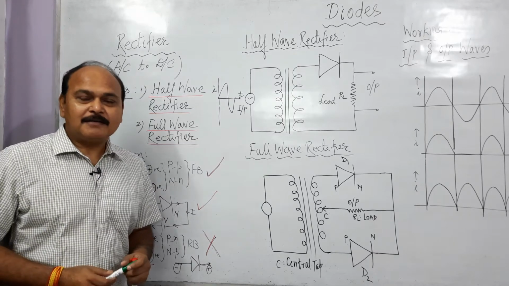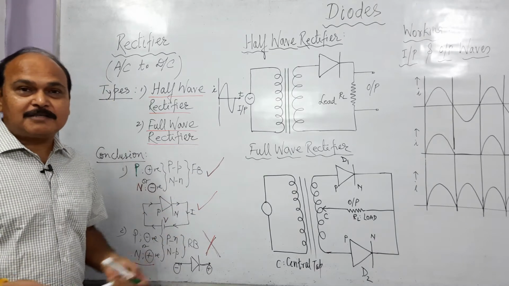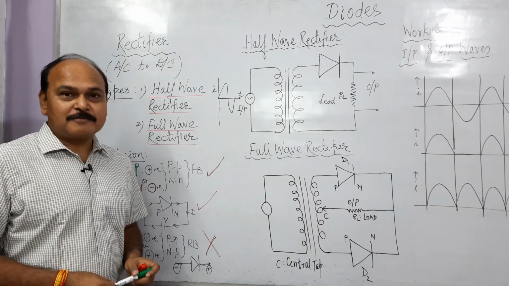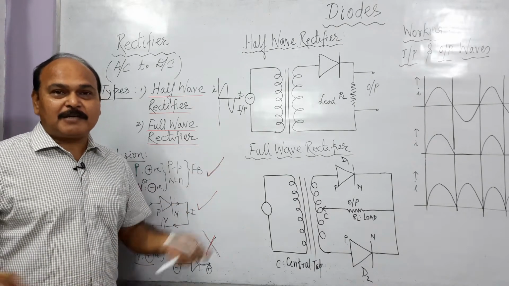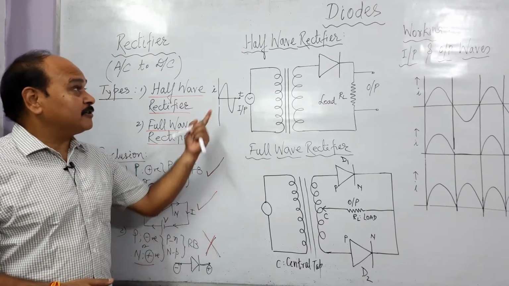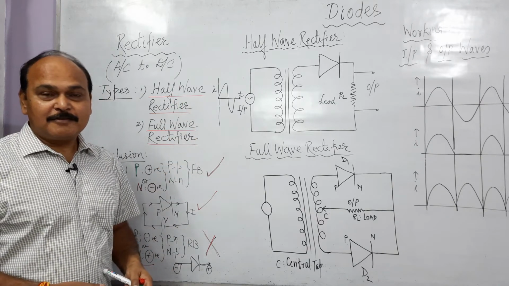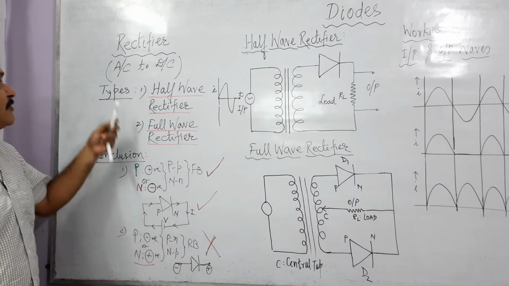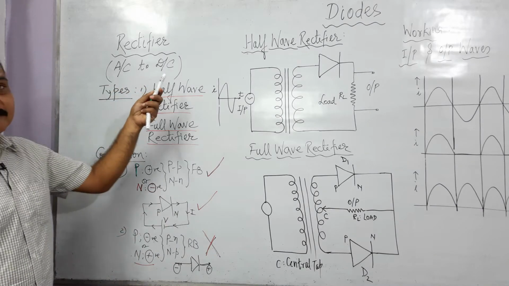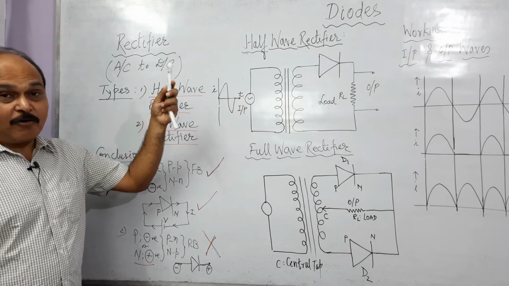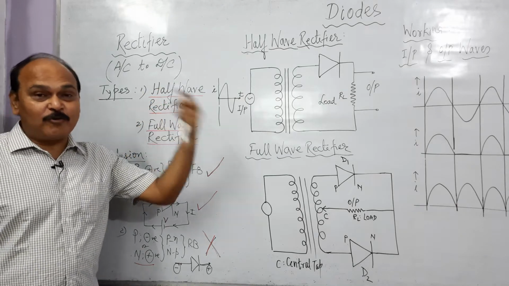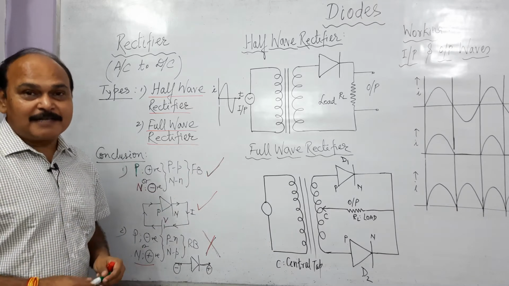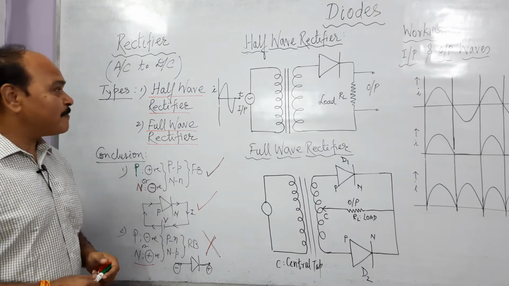Hello my dear children, in the class of electronics we are going to study applications of diodes, and the very first application of diode is rectifier. So what are rectifiers? Children, rectifiers are the devices which convert AC into DC. Alternating current or alternating voltage is converted into direct current or direct voltage.